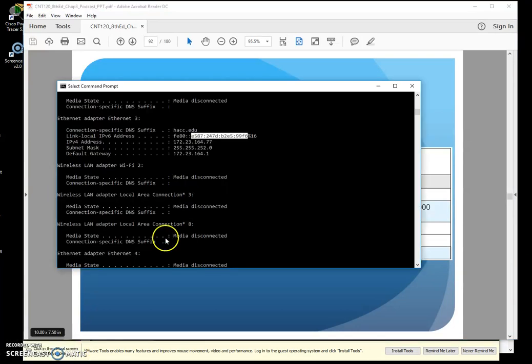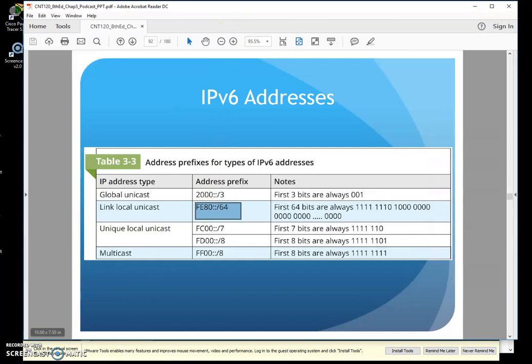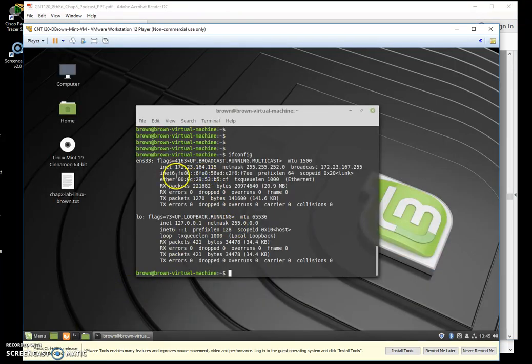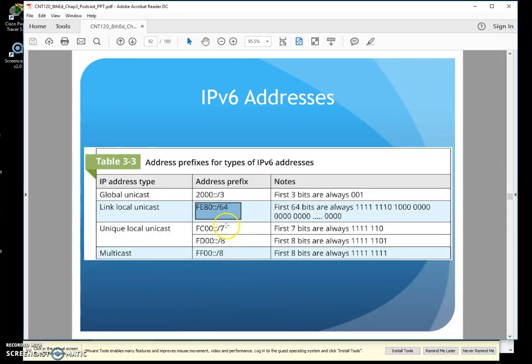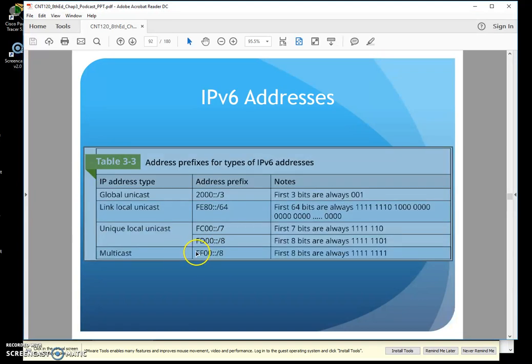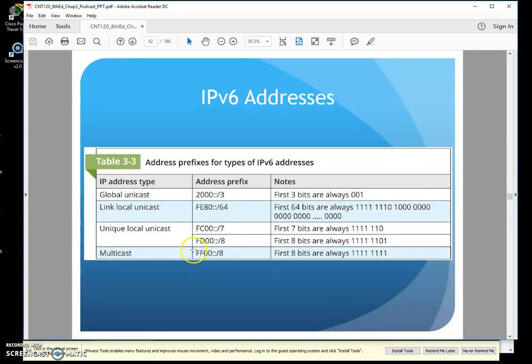And if I come back here and look at my IP version 6 address on my Windows machine, I'll see it's FE80. Yeah, that's a link local. That baby's a link local. And I think I even see the same thing over here on my Linux box too. FE80. Yep, that's a link local address. So that's not going anywhere, but it is an IP version 6 address. Unique local unicast, FC00 and FD00. Unique local unicast. And then last but not least, FF00 is your multicast.